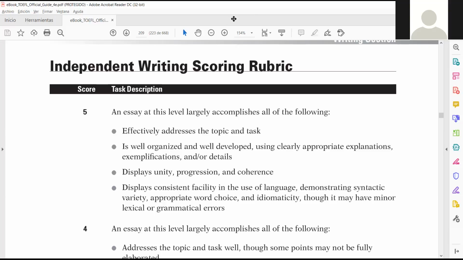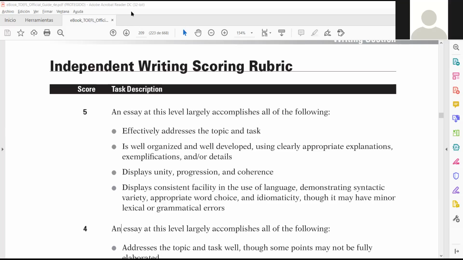Okay, so please, Luis, can you read what they look for in independent writing for 5 points? 5 points. An essay at this level largely accomplishes all of the following. Effectively addresses the topic and the task, is well organized and well developed using clearly appropriate explanations, exemplifications, and/or details, displays unity, progression, and coherence, displays consistent facility in the use of language, demonstrating syntactic clarity, appropriate word choice, idiomaticity, though it may have minor lexical or grammatical errors.